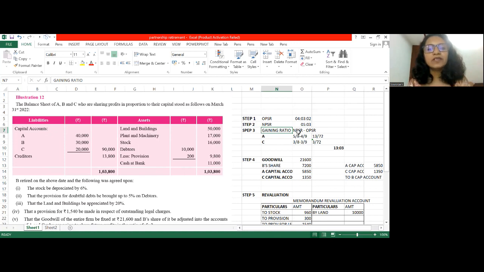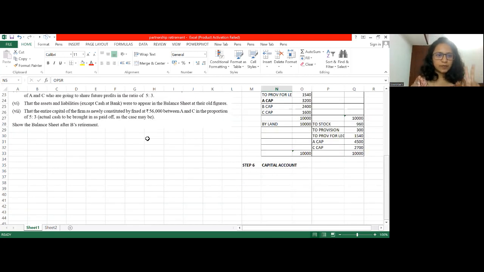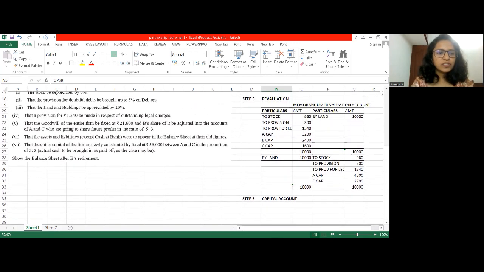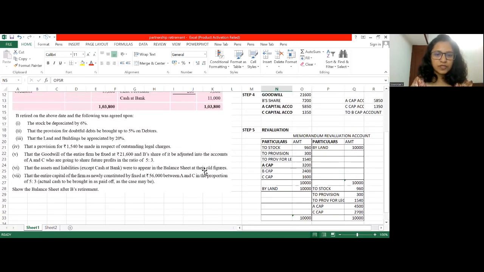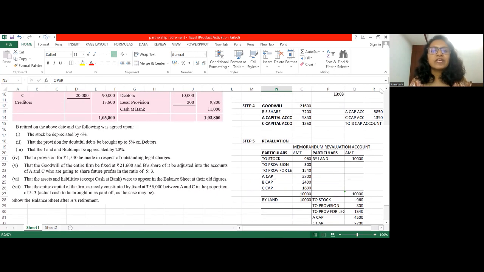So we need to find out the gaining ratio. Gaining ratio is new profit sharing ratio minus the old profit sharing ratio. From this question, it is given that A, B, C are sharing profit in proportion of their capital. So the old profit sharing ratio is 4:3:2. Now we want the new profit sharing ratio. Step 2, new profit sharing ratio. If you see point 5 in this question, A and C are going to share future profits in the ratio 5:3. So we have the new profit sharing ratio also given in the question.